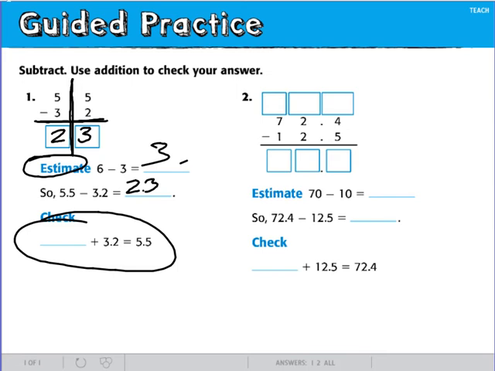So now, remember, if subtraction's going that way, addition's going back. So we have 2 and 3/10 plus 3 and 2/10, which equals 5 and 5/10. This 3 plus that 2 is 5, and this 2 plus that 3 is 5. So there you go. All right, our next problem.